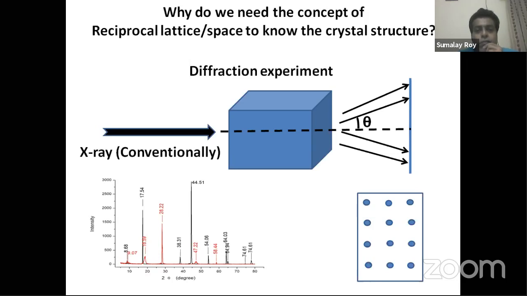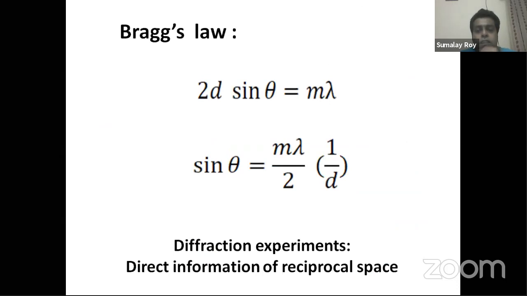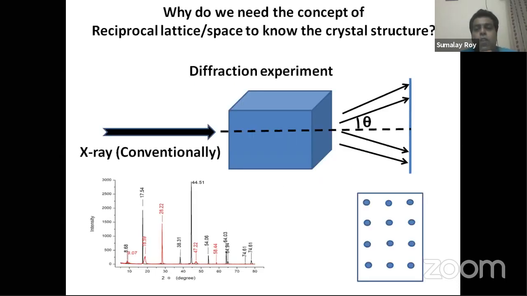The picture on top gives you some idea about the schematic diagram of the experiment. You shoot an X-ray at the sample, and then it diffracts, and the diffracted beams fall on a screen. The scattered X-ray beam is scattered from the direction of the incident X-ray. So this angle is theta. The scattering angle is theta. So it is scattered at an angle theta.